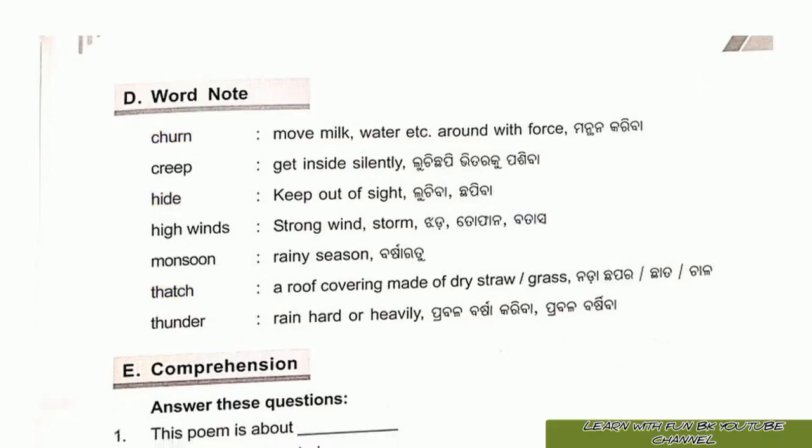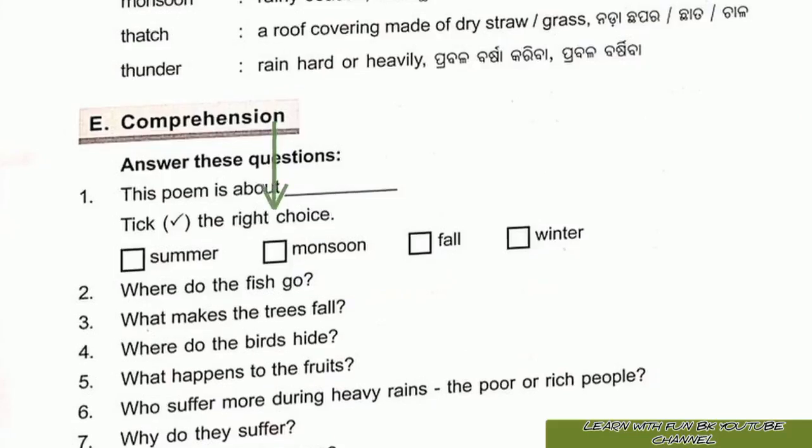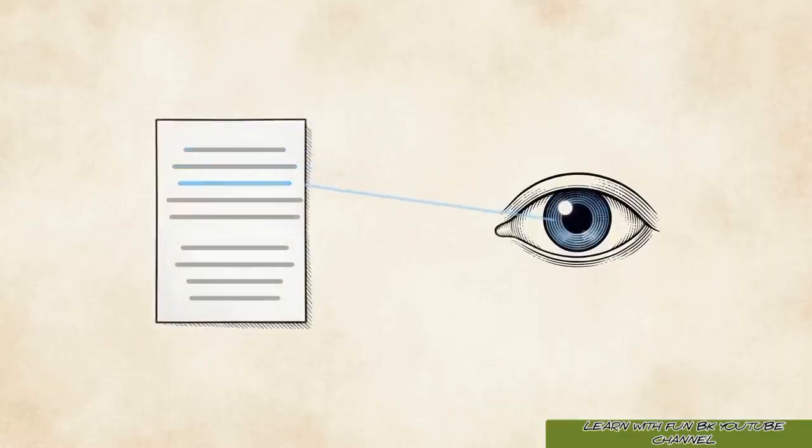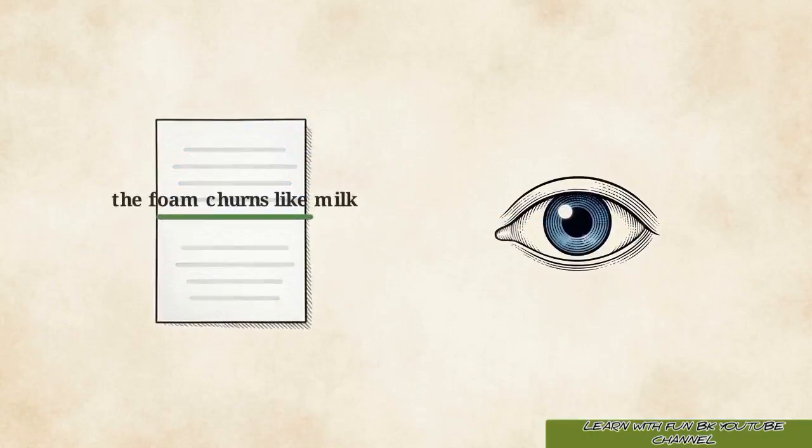Moving to section E, comprehension, we will use a scanning technique. Instead of guessing, we use hints to locate exact answers. For question 1, it asks what the poem is about. Based on the title and everything we just read, tick the box for monsoon. Look at question 10. The book gives you an explicit hint. Stanza 1, line 5. If you scan back to that exact line, you'll find the poet compares the foam to milk. Good comprehension relies on tracing facts back to specific lines in the text, rather than relying on memory.